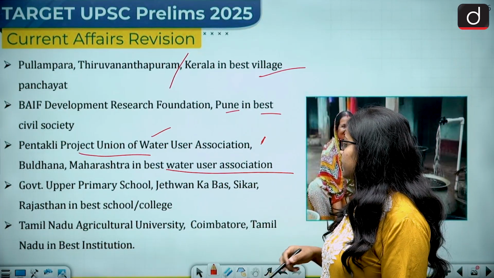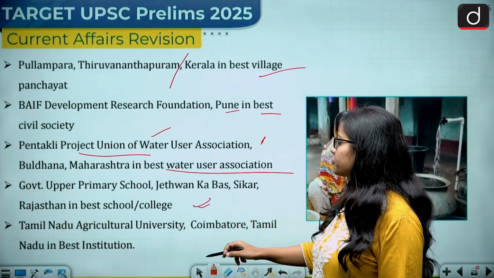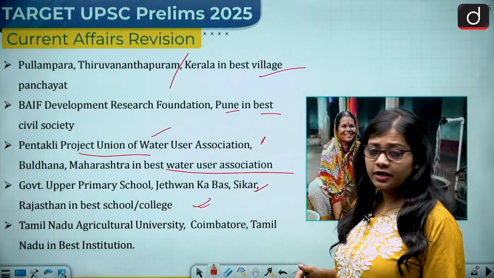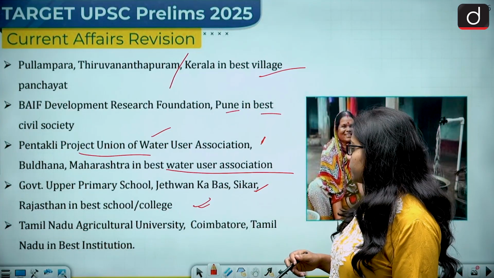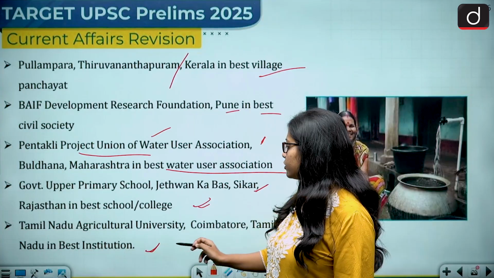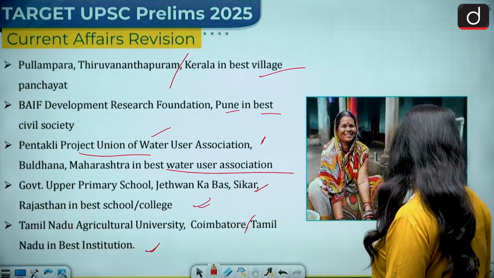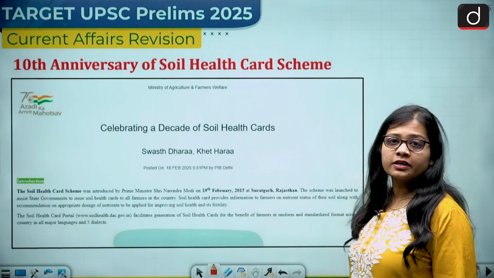Then next is the best school or college. So that is the Government Upper Primary School, Seeker, and Seeker is in Rajasthan. Then next award is best institution. So that is Tamil Nadu Agriculture University, Coimbatore, Tamil Nadu. So these are a few other awards which have been given under the categories.